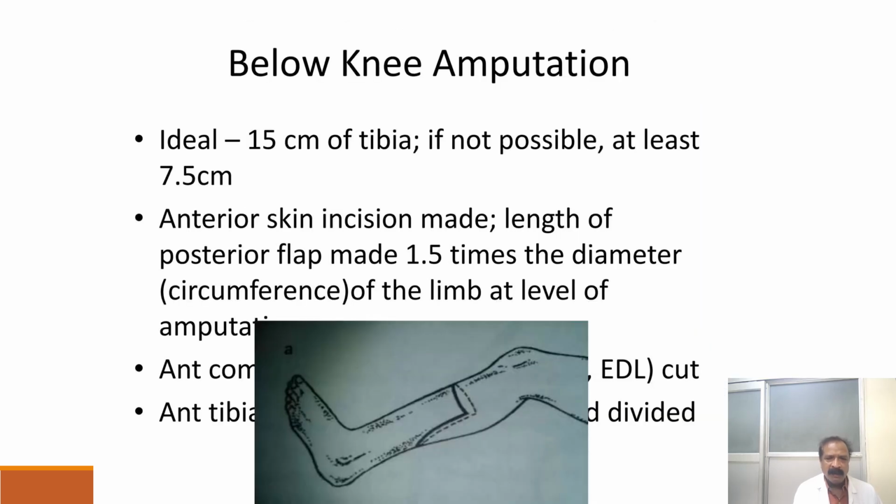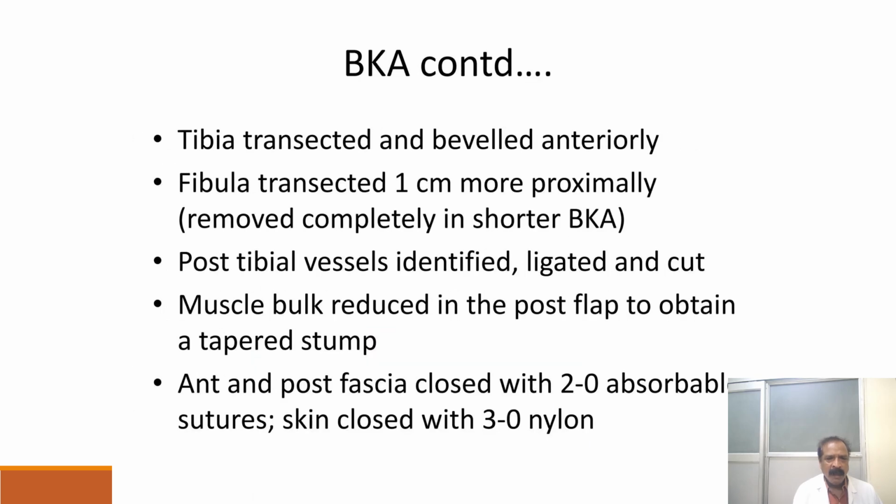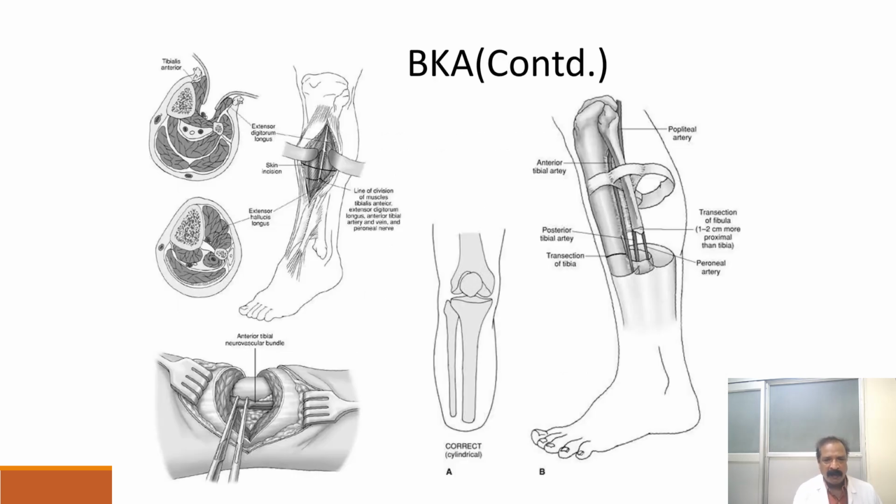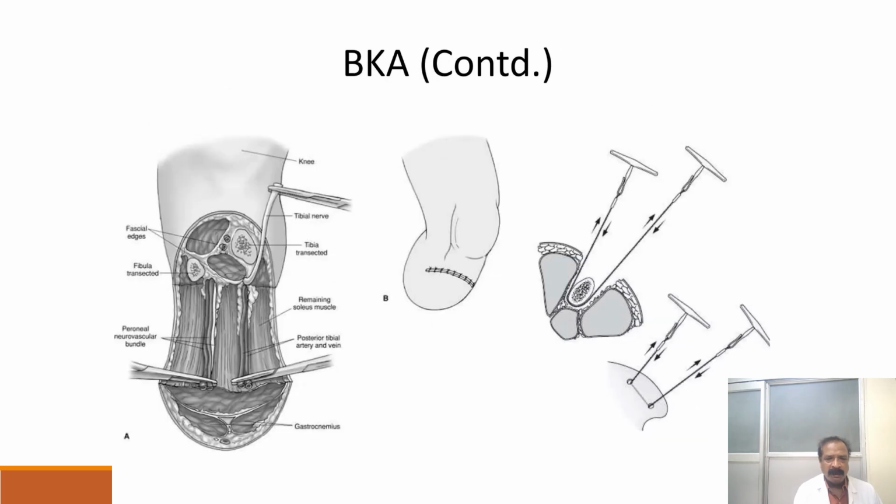Below knee amputation: this is the ideal level, 15 cm from the tibia. No doubt anterior skin incision, posterior skin incision, calculated and properly closed, taking care of the muscles, nerves, as well as vessels. Tibia transected anteriorly, fibula transected 1 centimeter more proximally, always. So these are the various steps of the below knee amputation.